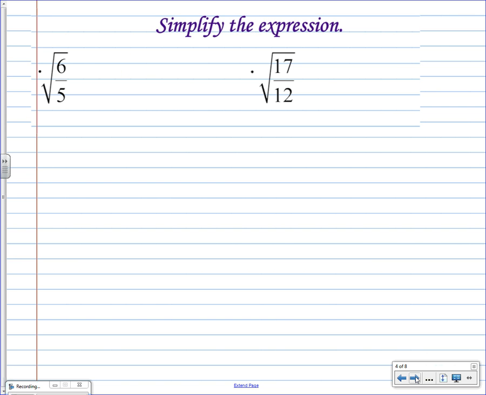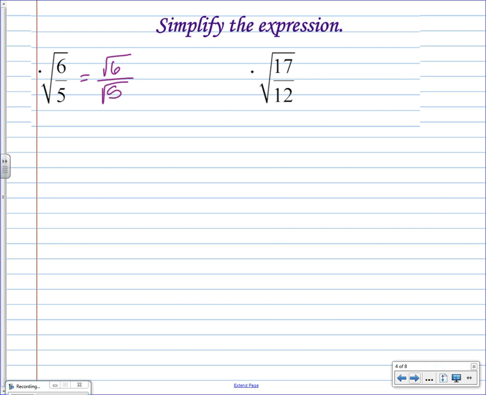Here we go. So we're still going to do the same thing. I have the square root of 6 over the square root of 5. Now there are no perfect squares in 5. But I cannot have a square root in my denominator, so I need to take care of that. And to do that, I'm going to multiply by 1.